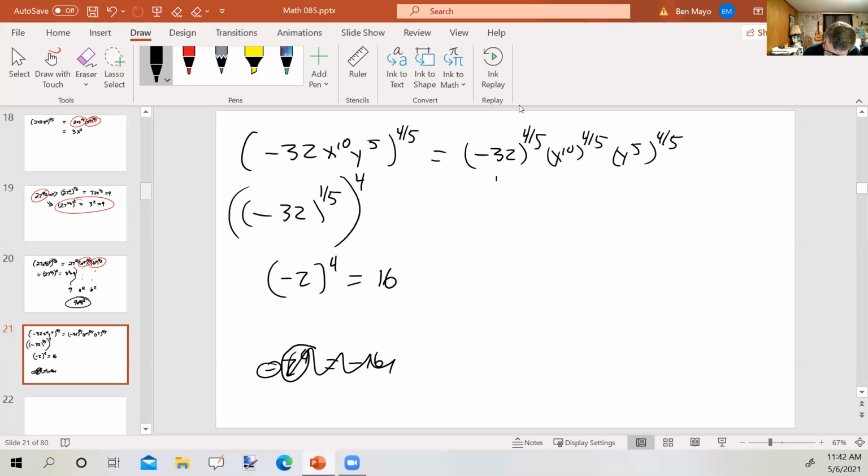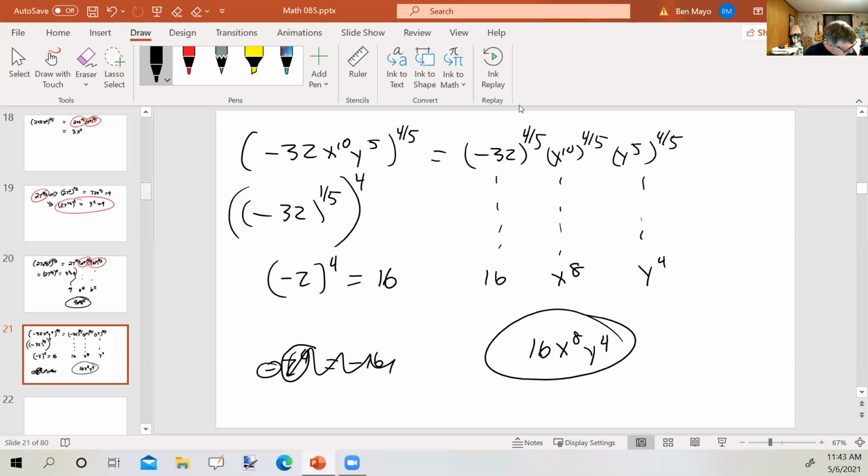So this is going to be what? 16. This is going to be x to the 10 times 4/5, which would be what? 8. And 5 times 4/5 would be 4. So I get 16 x to the 8th, y to the 4th power as my final answer.